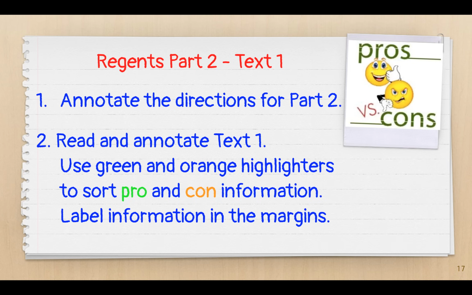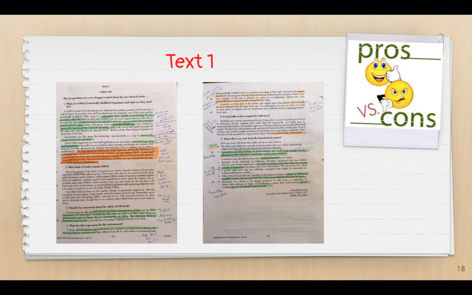Okay, I think after you make your way through all 4 texts, they should look something like this. This is still the one from the GMO, Task 2 from the New York State Regents. Text 1, here's what it looked like when we annotated it. It's a mixture of pro and con information, and you see annotations in the margins.